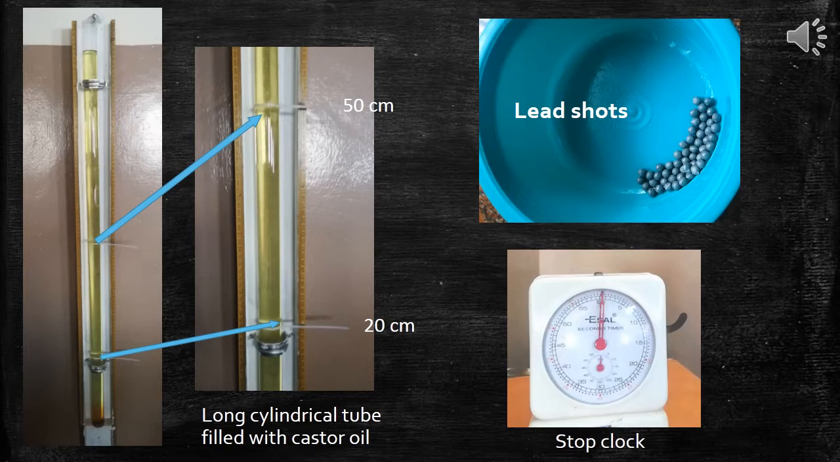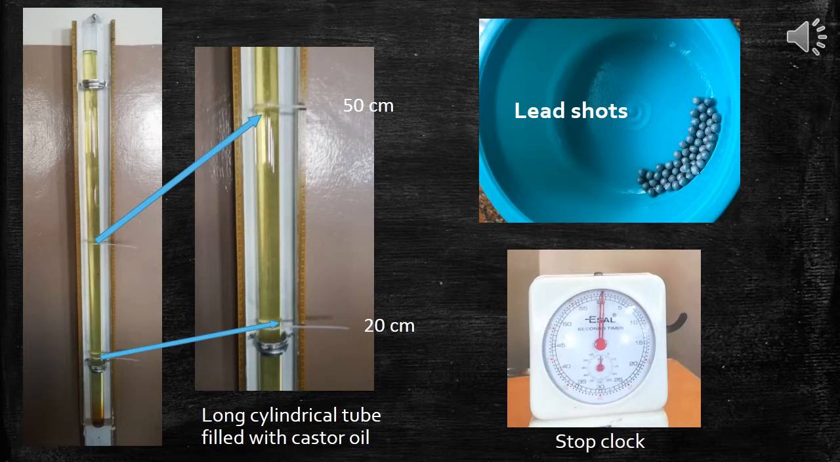A long cylindrical tube of length 1 meter in which the castor oil must be filled up. Two markings are made in the long cylindrical tube. One marking is made at the 50th centimeter, another marking is made at the 20th centimeter. The in-between distance is 30 centimeters.